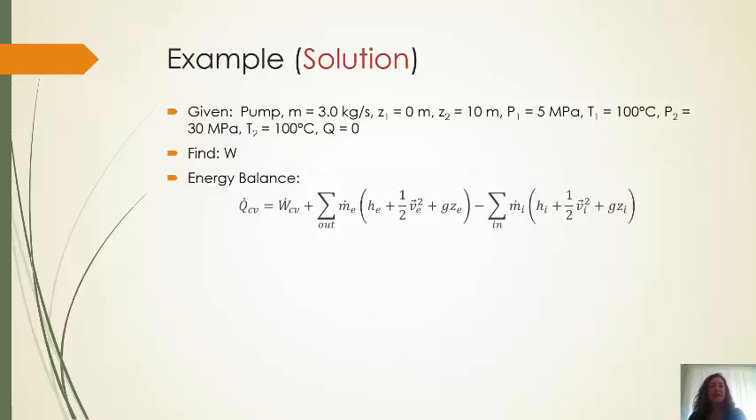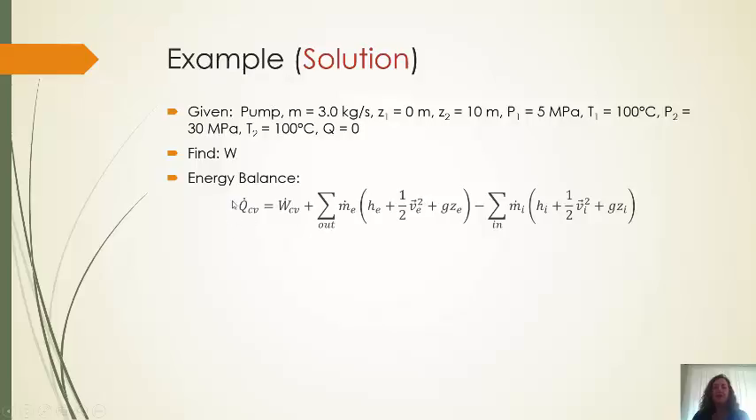Again, translate that given information. So m dot is 3 kilograms per second. The elevation change was 10 meters. At the inlet to the pump, it's 0. It's at the low elevation. And at the top, it's at the high elevation, so I said that was 10 meters above it. P1 and T1 are given. P2 and T2, the exit, are given. It's well insulated or adiabatic, so Q is 0. I'm looking for W. This is my energy balance.